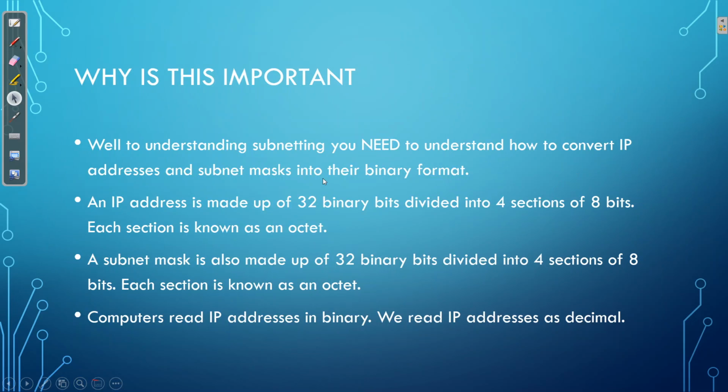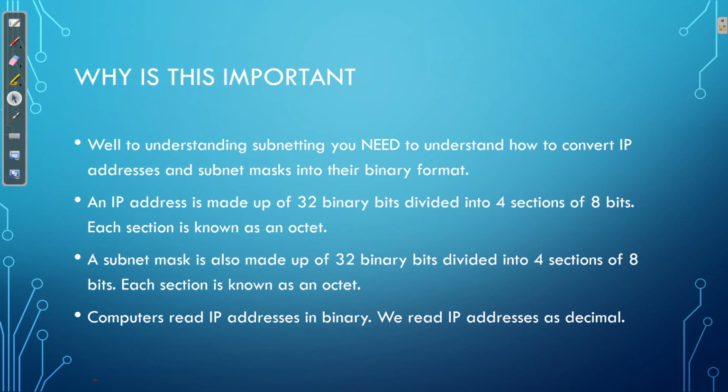Now, moving on, we've seen enough examples, okay? Why is this important? Like I said, to understand subnetting, you need to understand how to convert IP addresses and subnet masks into the binary format. Because with subnetting, it's the binary that we're going to be using to actually subnet IP addresses. Now, it's important to know that an IP address, as I've mentioned in an earlier video, is made up of 32 binary bits divided into 4 sections of 8 bits. Each section is known as an octet.